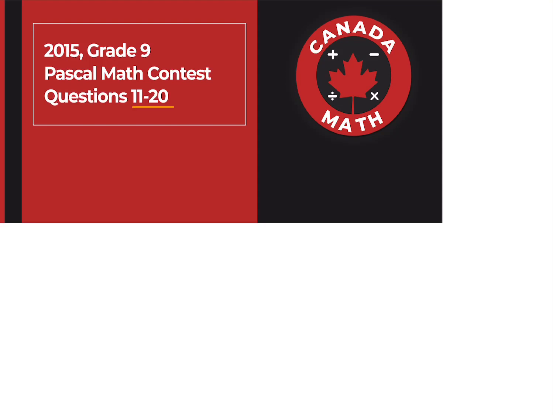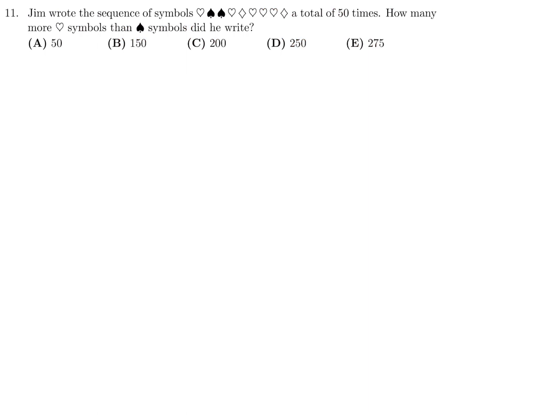Questions 11 through 20 on the 2015 grade 9 Pascal math contest. Jim wrote the sequence of symbols a total of 50 times. How many more hearts than spades symbols did he write?